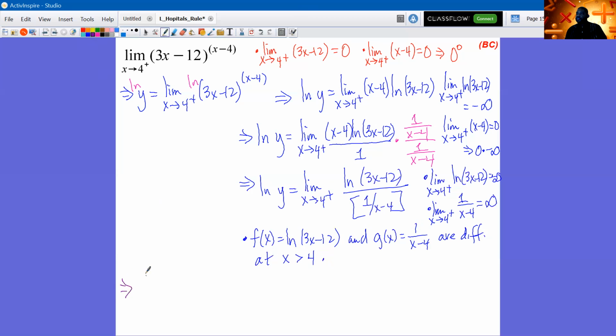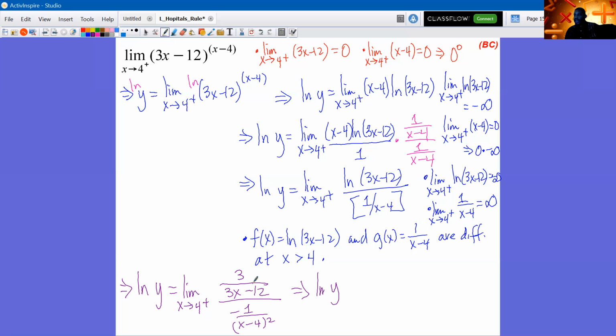So let me come over here. I got natural log y. We'll go ahead and take the derivative of this. So the derivative of my numerator is 3 over 3x minus 12. Derivative of my denominator is negative 1 over x minus 4 all squared. So what I can do is simplify this. So there's actually an x minus 4 term here that I can cancel out.